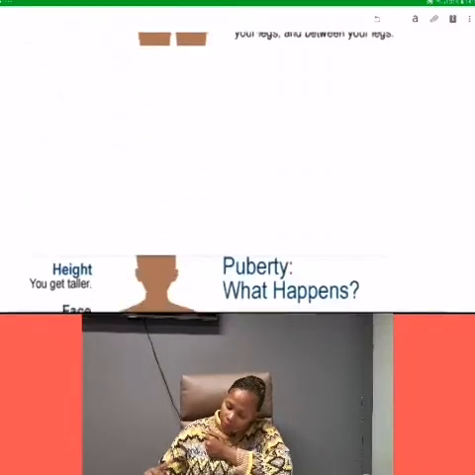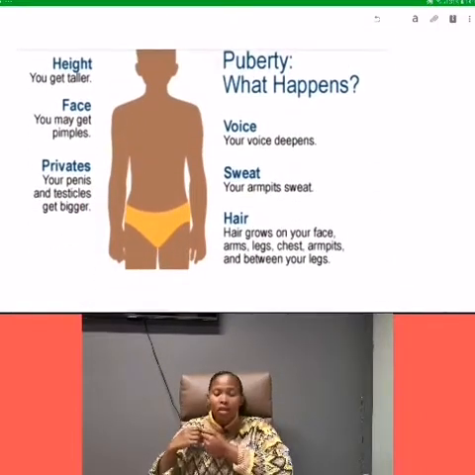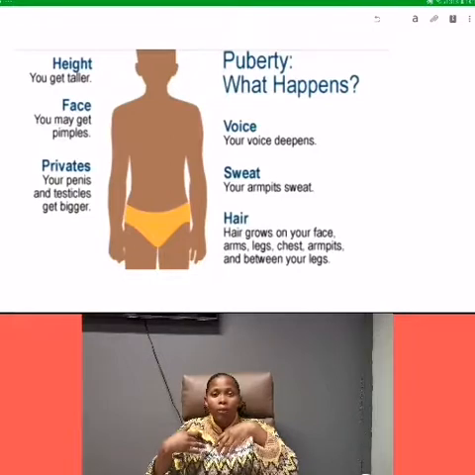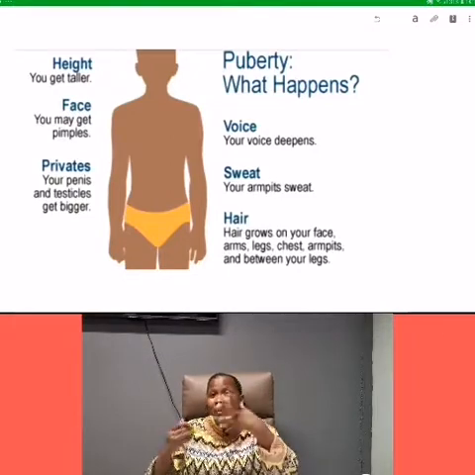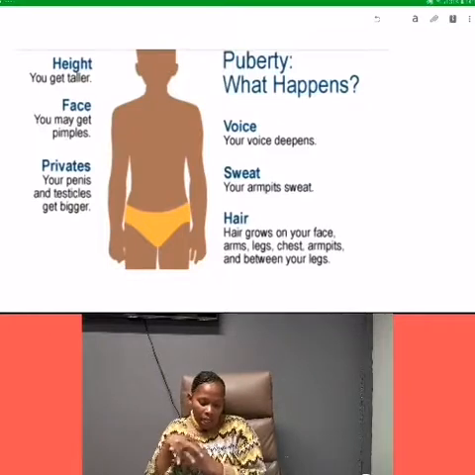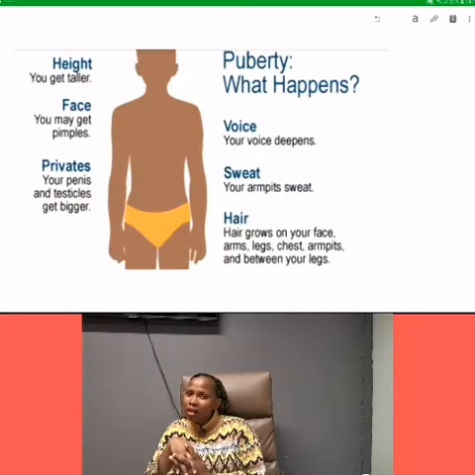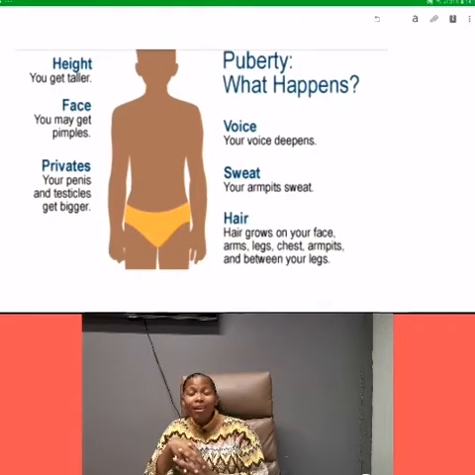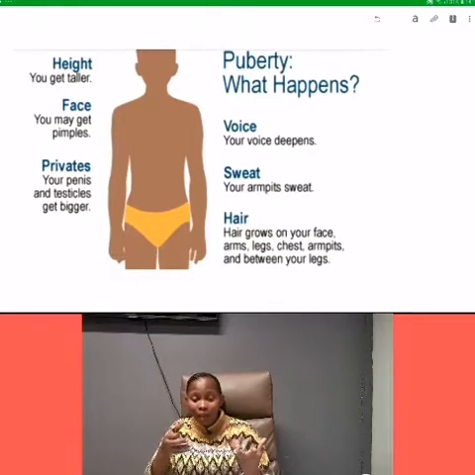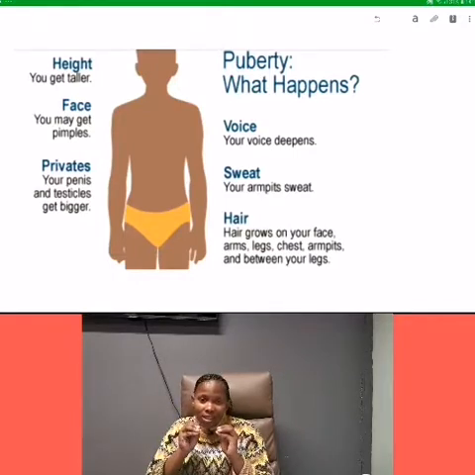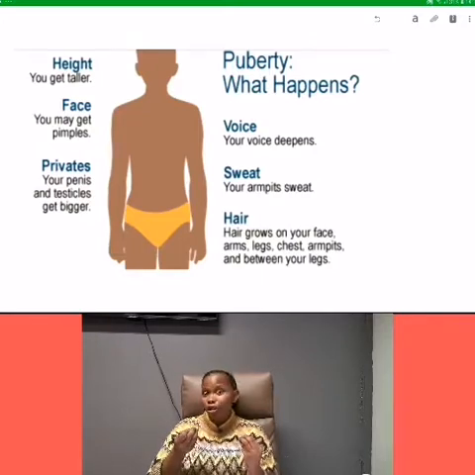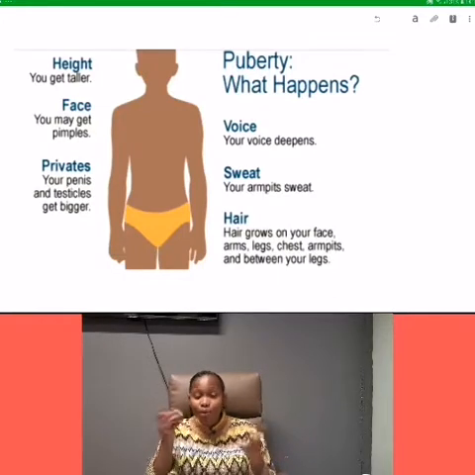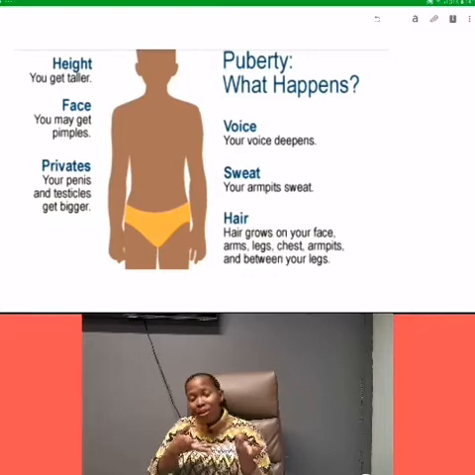And then we have males. The changes that occur in males are that they become very tall. They also get pimples. A high number of males get pimples during puberty, and their penis and testicles start to become bigger. Their voices also become deeper. They are born with tiny voices, but as they grow, their voices become deeper. And their armpits also sweat.